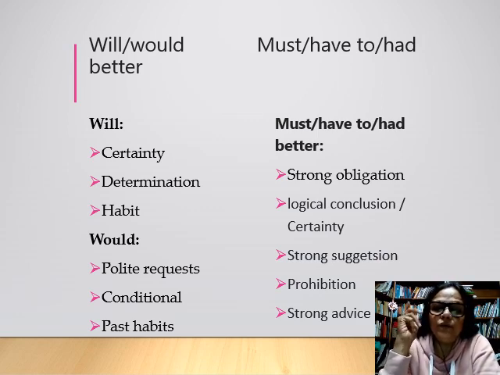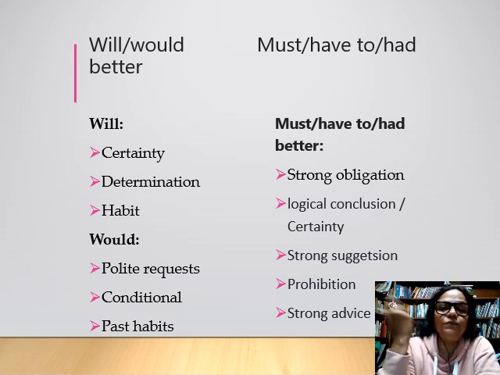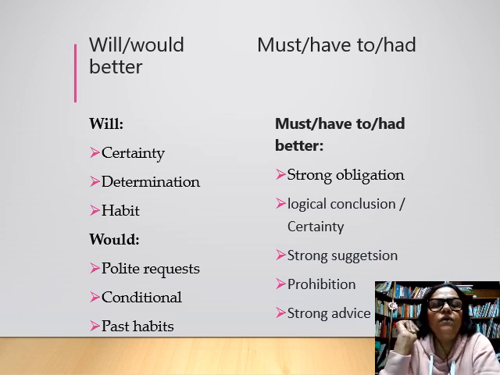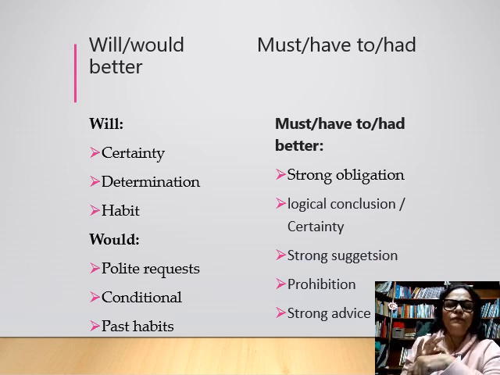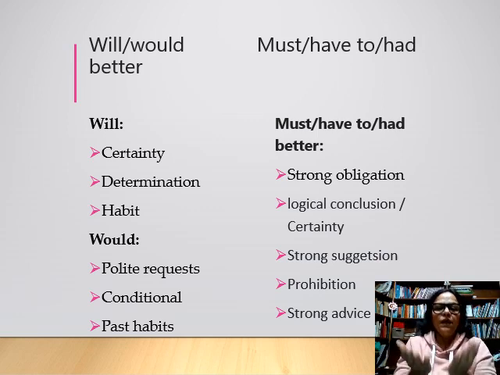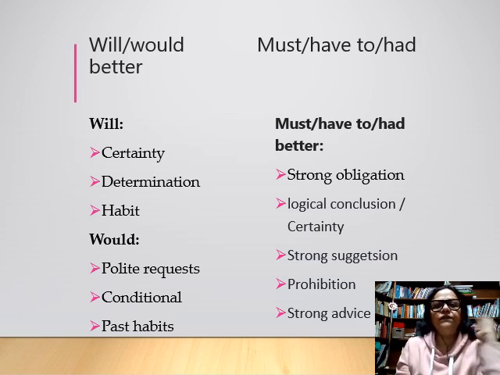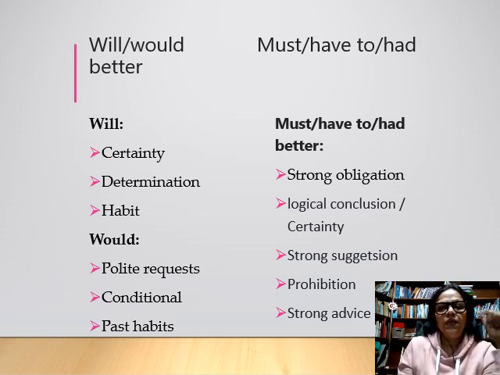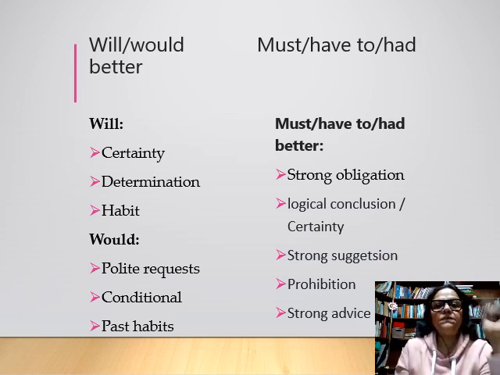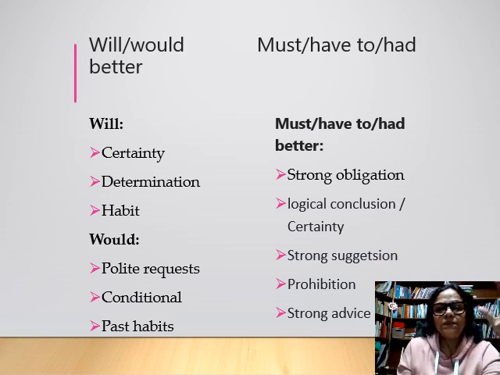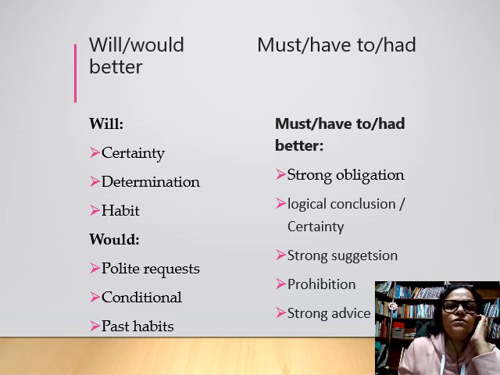Then some kind of logical conclusion, or when I'm talking about certainty, I can always say he must have reached college. That means this is the time when he usually reaches college. So I logically conclude that he must have reached the college. Then we have had better. Had better is used in the sense of prohibition. You had better leave the house. You must not enter this gate.